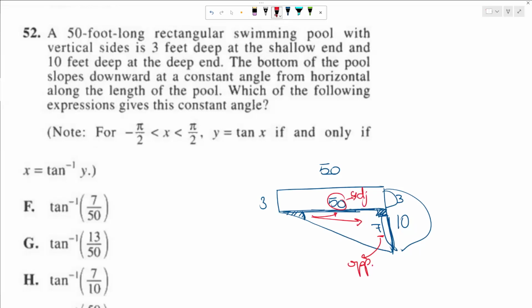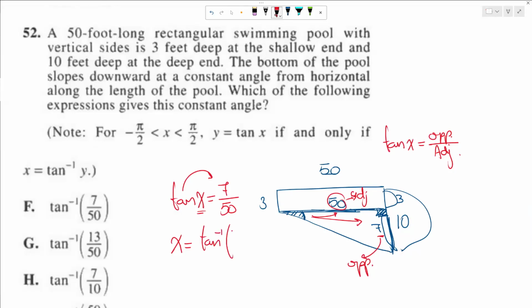Now, what includes the opposite and the adjacent? It's the tan. And the tan of the angle is equal to the opposite over the adjacent. Tan of an angle that you don't know is equal to the opposite, which is 7, over the adjacent, which is 50. If I'm trying to find the value of x, I should do shift tan. Tan should go to the other side as tan to the power of -1. So tan to the power of -1 of 7 over 50 is the correct answer, F. Does that make sense?